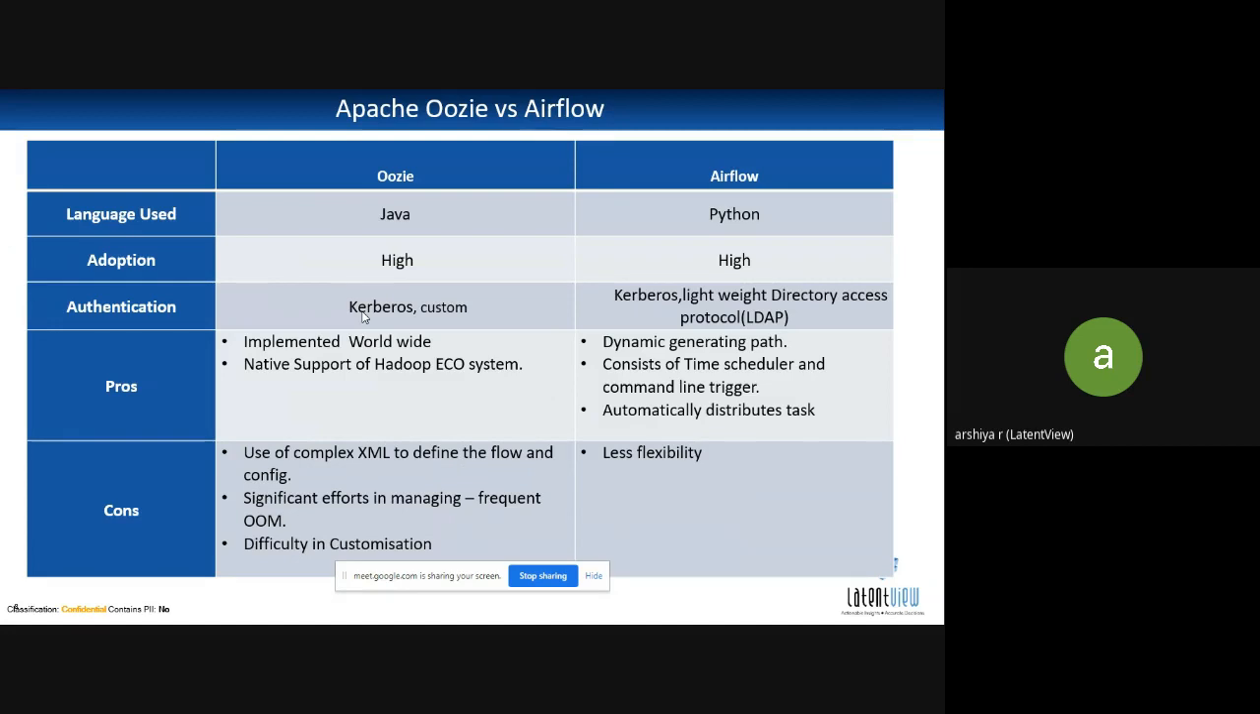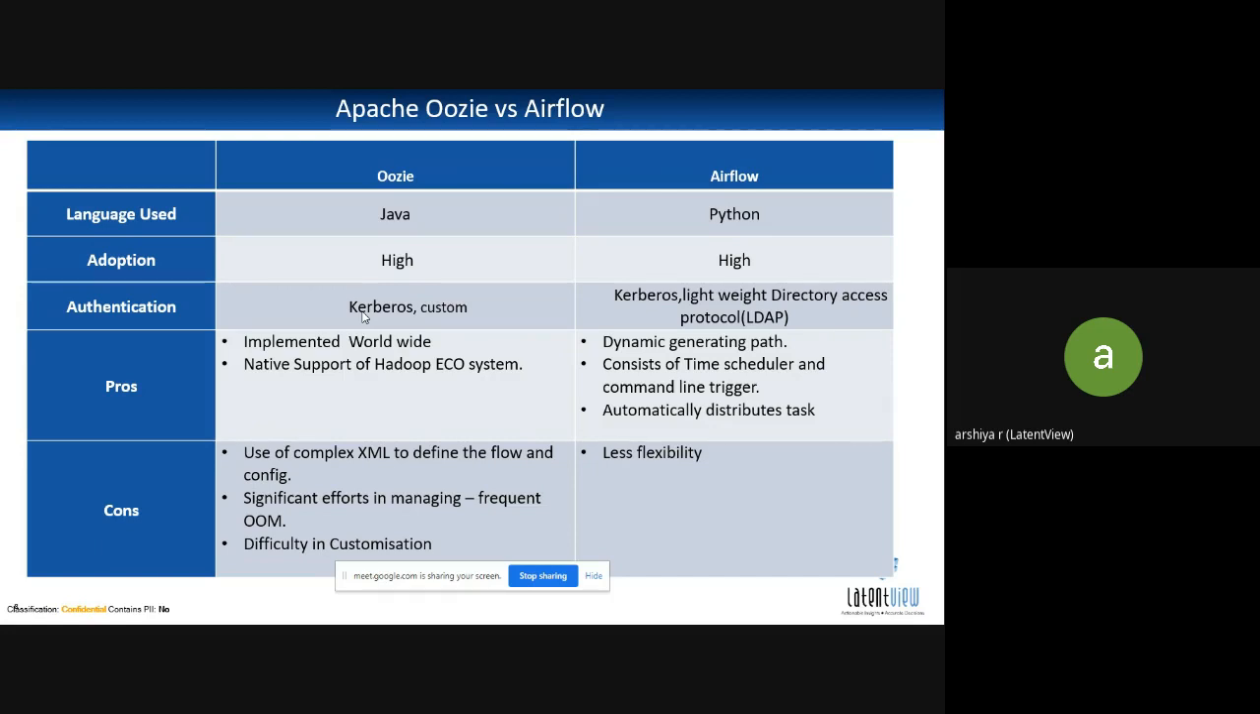Okay, now let's in short discuss the differences between Apache Oozie and Airflow. Both of them are orchestration frameworks, which means they automatically schedule jobs. The language used in Oozie is Java and Airflow uses Python. The adoption is high in both because most of the companies use them.